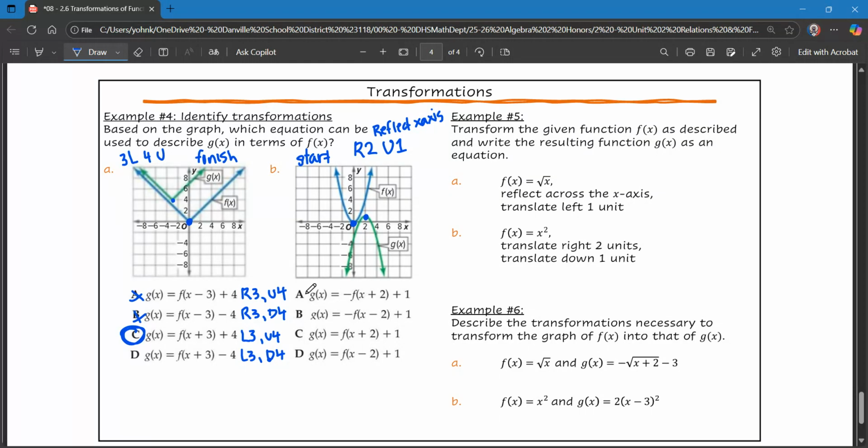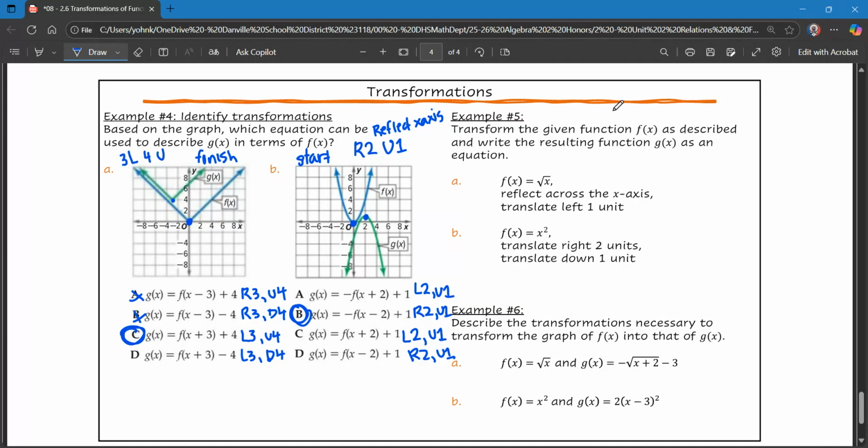So we definitely have reflection in A, and we have left 2 and up 1. Then we have a reflection with right 2 and up 1. We have no reflection with left 2 and up 1. No reflection with right 2 and up 1. So we definitely need a reflection. Right 2, up 1 looks like it's going to be letter B.